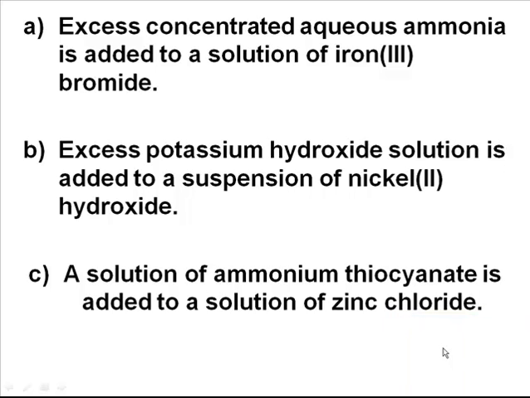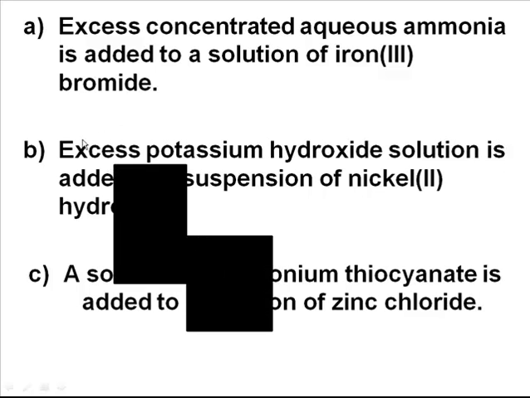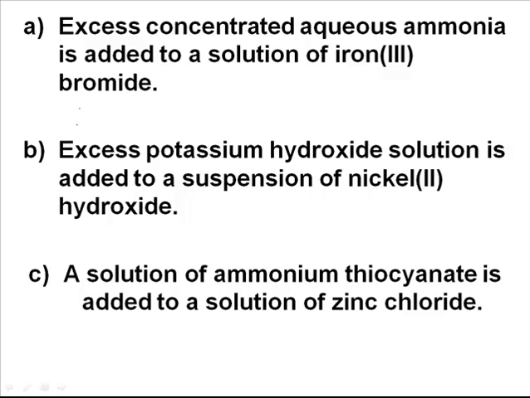All right, ladies and gentlemen, let's look at these examples of complexation reactions. So in this one here, we've got excess concentrated aqueous ammonia added to a solution of iron 3 bromide. So what are the reactants, first of all, for this one? NH3, okay, NH3, added to Fe, and what else?